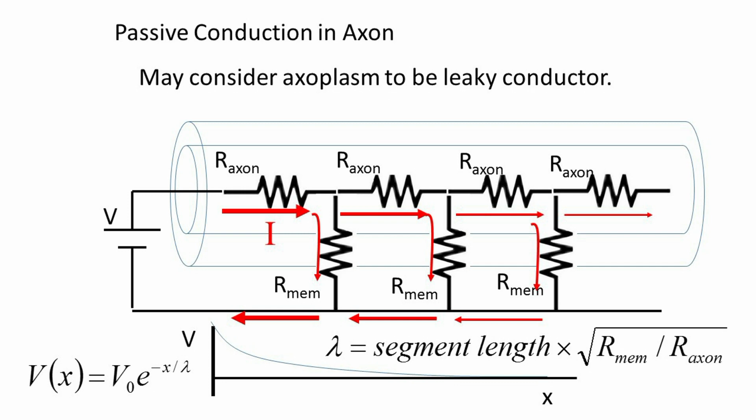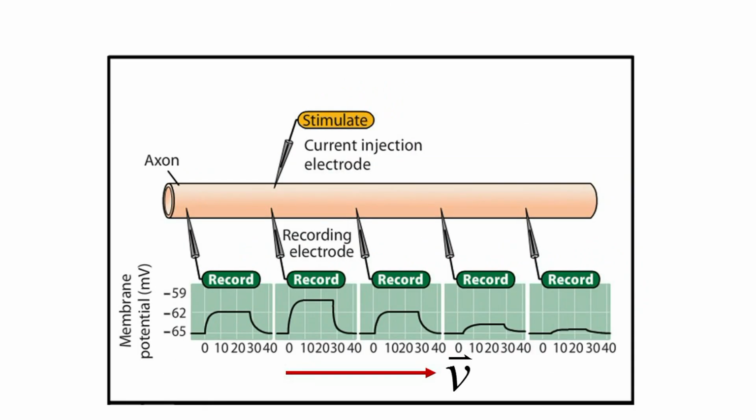The characteristic signal decay length, lambda, depends on the square root of the ratio of the membrane resistance to the axon resistance. A larger membrane resistance leads to less current leakage and thus a longer decay length for the signal. The signal also propagates with a finite speed from the stimulus, even as it is degraded in scale and quality.